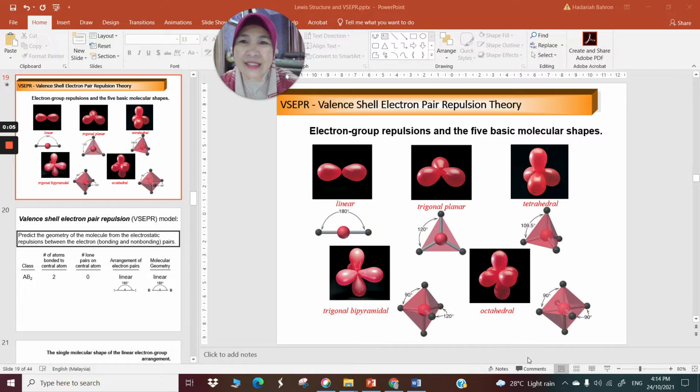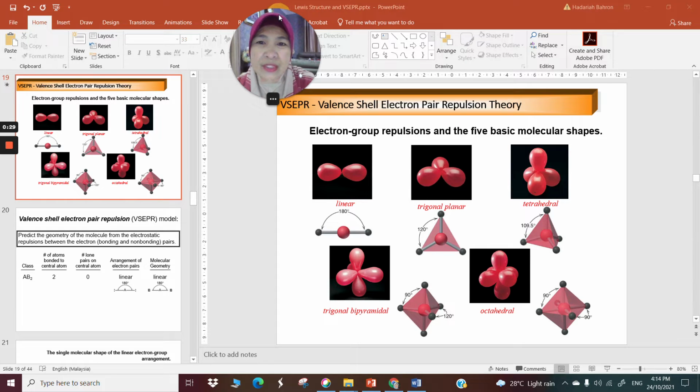This is my lecture 6 of CHM 577. I am continuing on lecture 5, where I talked about how to draw the Lewis structure, or the electron dot structure, of any given molecule. Continuing on to that is the VSEPR theory, or the valence shell electron pair repulsion.